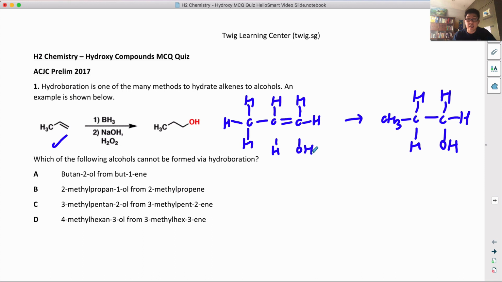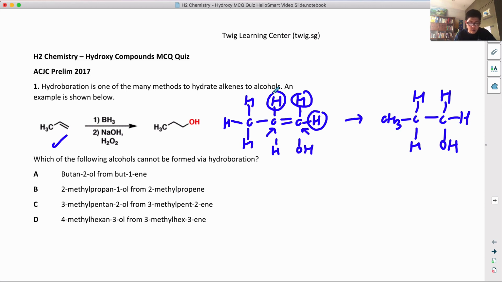So it's actually against Markovnikov's rule, because Markovnikov's rule states that the hydrogen will go to the carbon with more H. So typically, the hydrogen should go to this carbon, right? Then the OH should go to the other carbon, because this carbon has two H's and this carbon only has one. So this is a bit like anti-Markovnikov, because you need to know the mechanism. So this is what happens. Just the opposite of Markovnikov's rule.